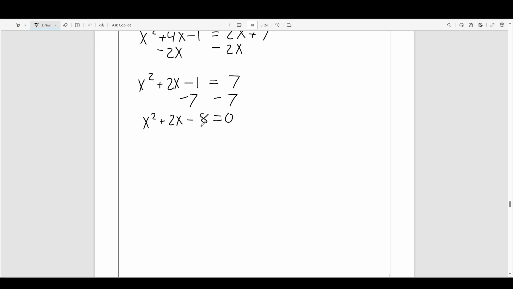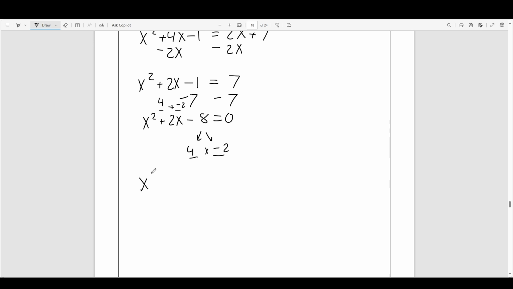So I'm going to look for numbers that multiply into -8 but add into 2. And those numbers are going to be 4 and -2, right? 4 times -2 is -8, and 4 plus -2 is 2. So now that I know the two numbers that multiply into -8 and add into 2, I can split this quadratic in half.